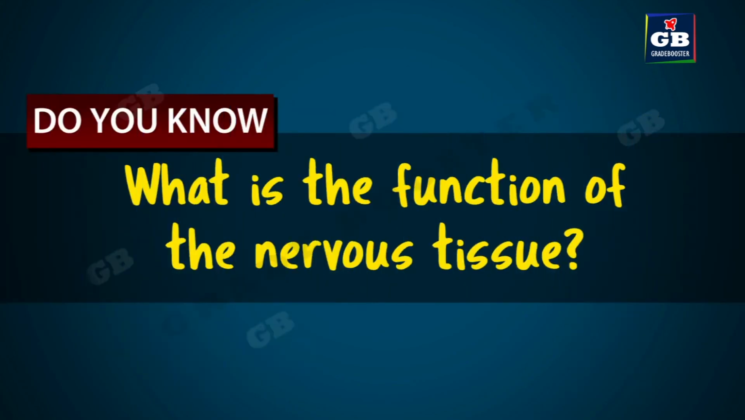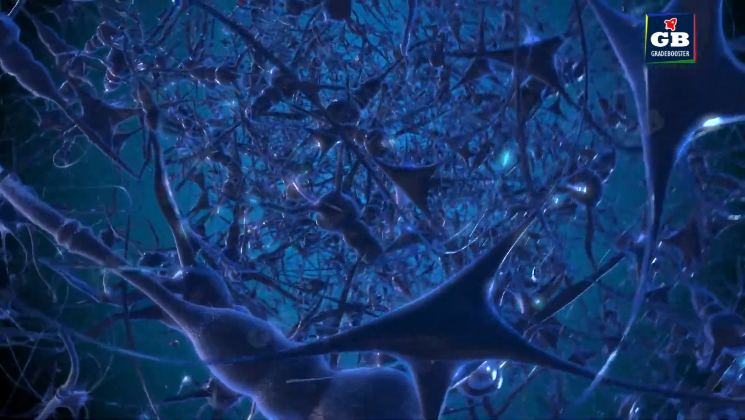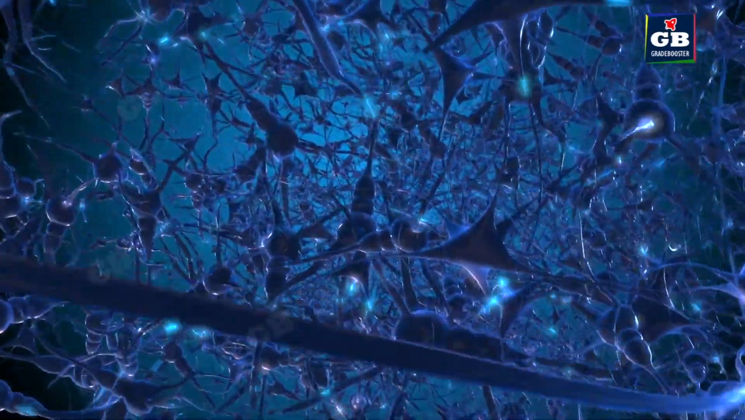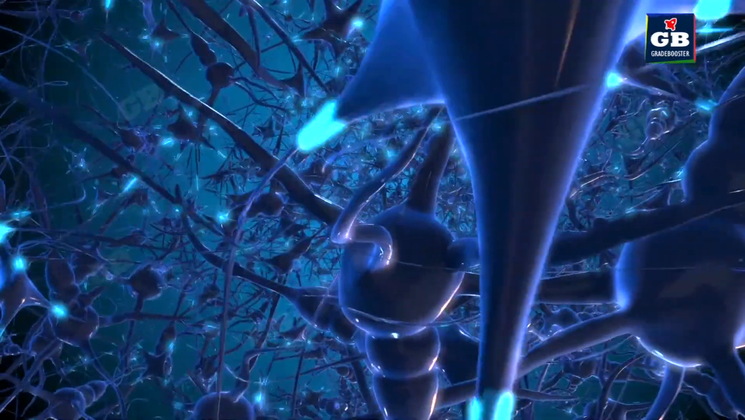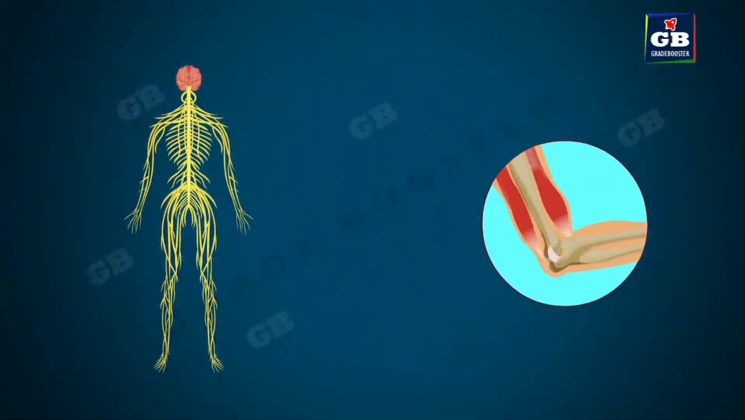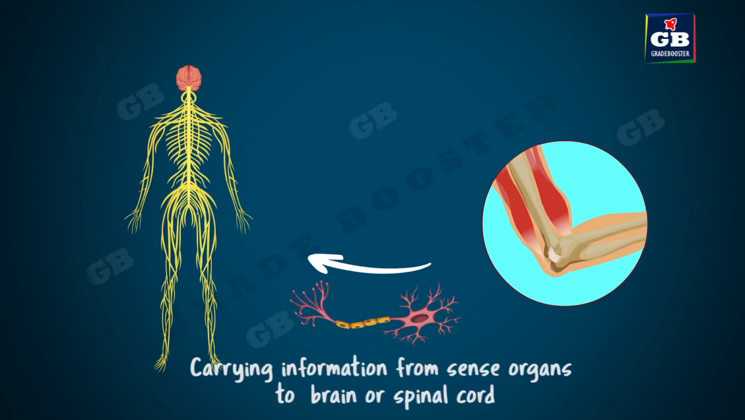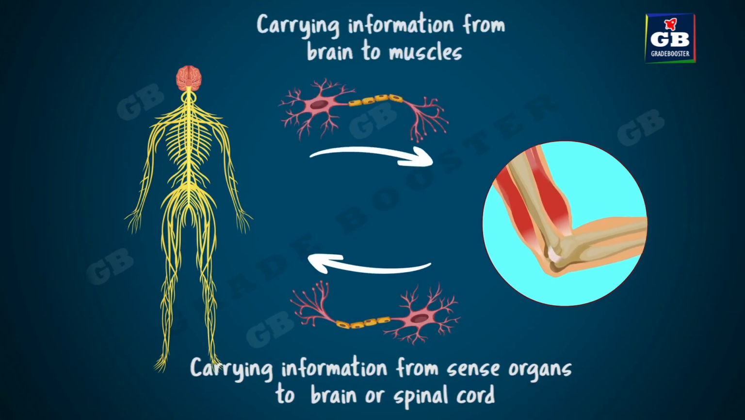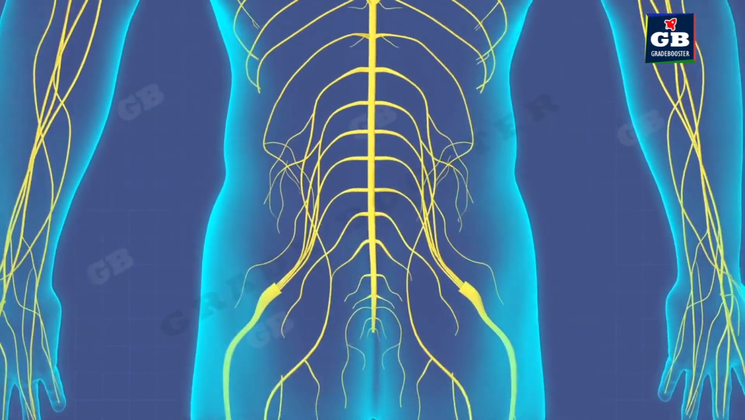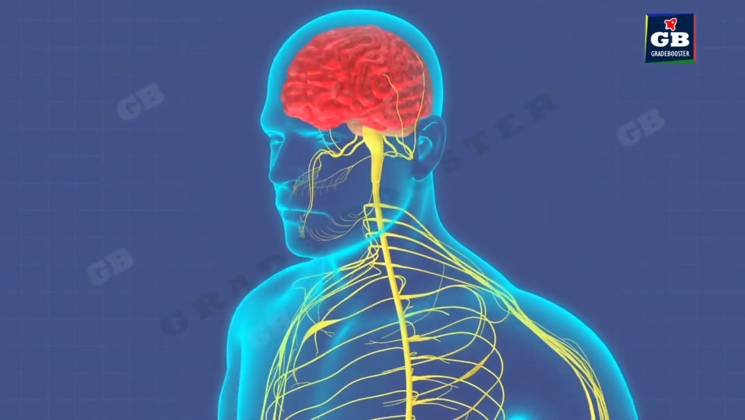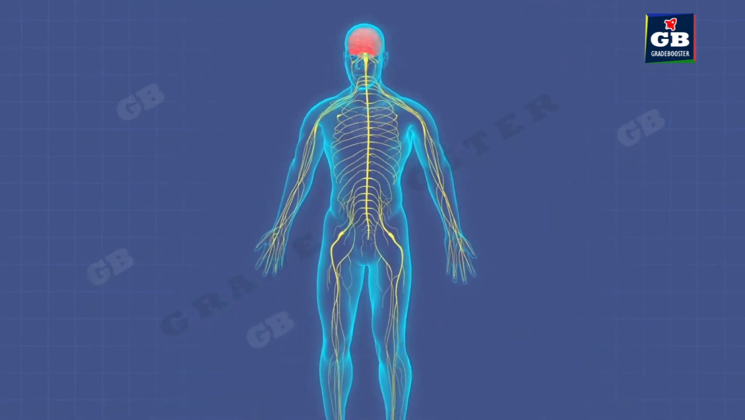What is the function of nervous tissue? Nerve cells carry information in the form of electric impulses. They are also called nerve impulses. Nerve cells perform two main functions. One, carrying the impulse from sense organs to the brain or spinal cord, and two, carrying the impulses from the brain or spinal cord to muscles. Nervous tissue helps animals in responding quickly to stimuli. This is all about the nervous tissue.